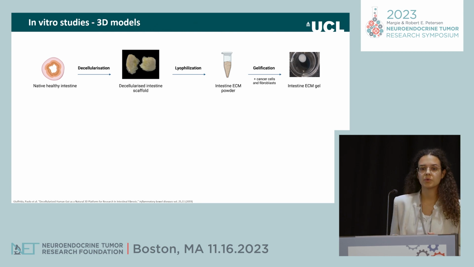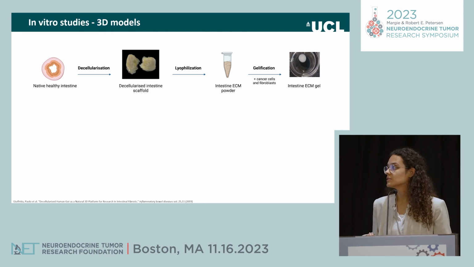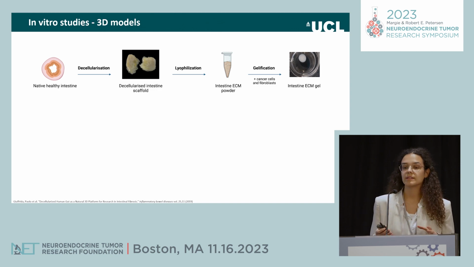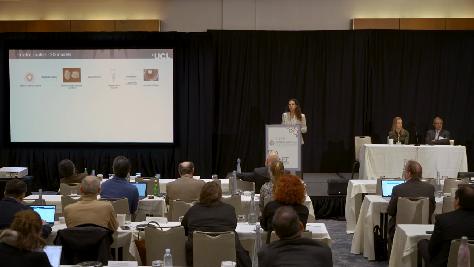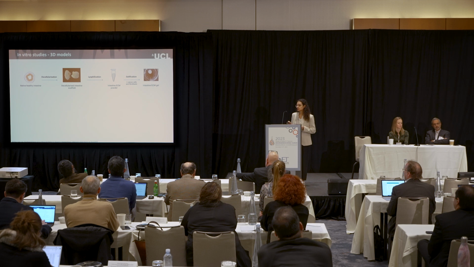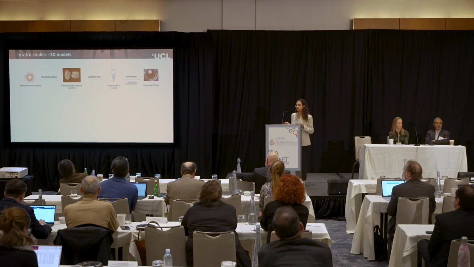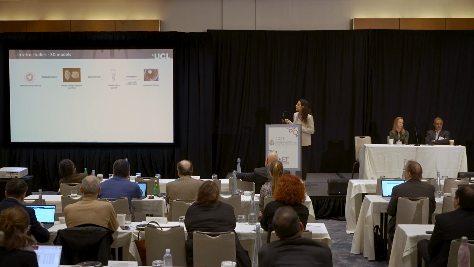So another side of our project is the development of a 3D model in order to look at the interaction between cancer-associated fibroblasts and cancer cells. This model in general is based on the idea of having human intestine that can be decellularized into a scaffold and then lyophilized into an ECM powder that can be jellified together with cells to obtain a native matrix where the cells can grow.